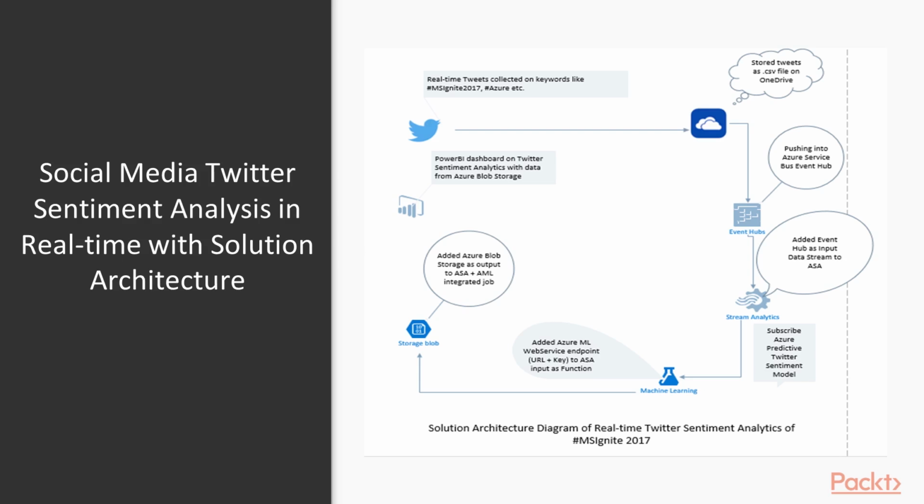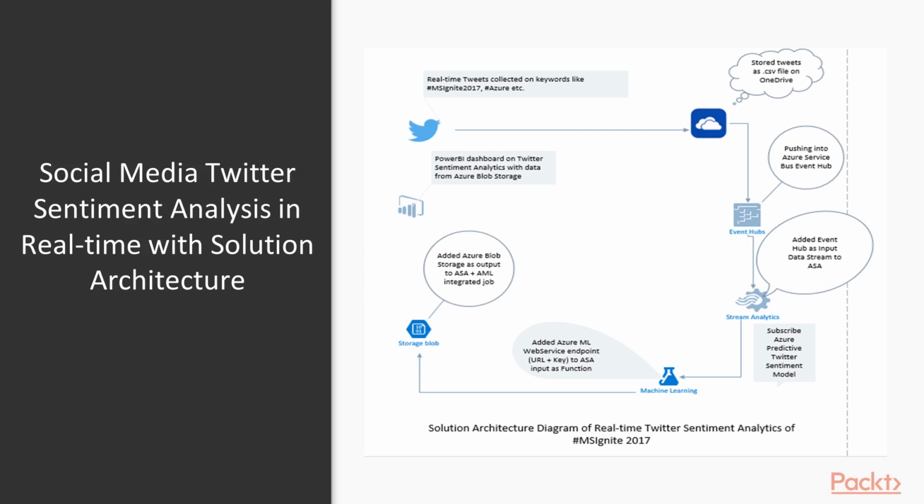So in order to build a social media sentiment analysis model in real time, the solution architecture could be like this. First, the real-time tweets could be collected from Twitter by using any kind of app through REST API calls that could be built through C#, Java, or Python. Such tweets could be collected based on keywords like Microsoft, MS Ignite 2017, Xbox, Skype, IoT, Azure, and so forth. Then such tweets can be pushed directly into Event Hub, or they could be stored temporarily in a CSV file in OneDrive as well.